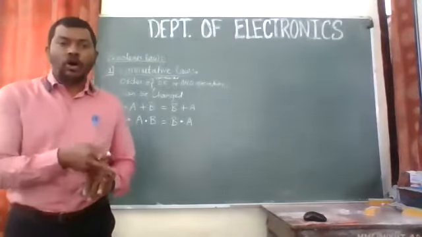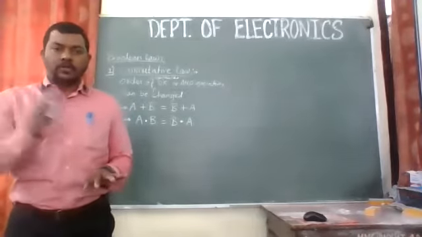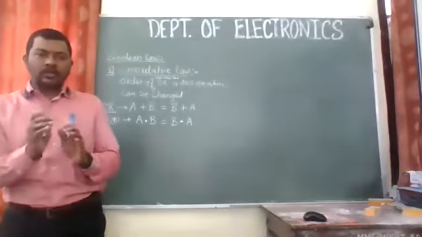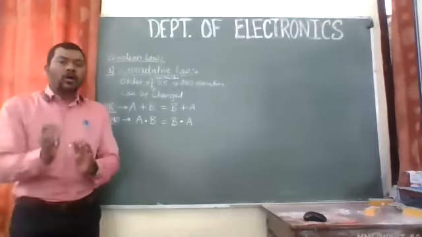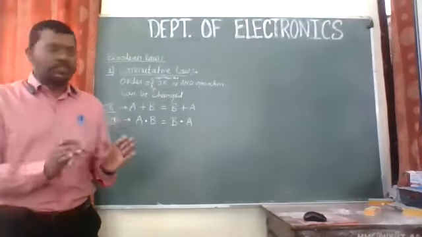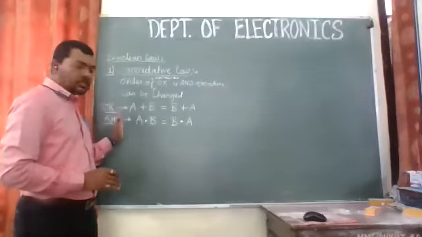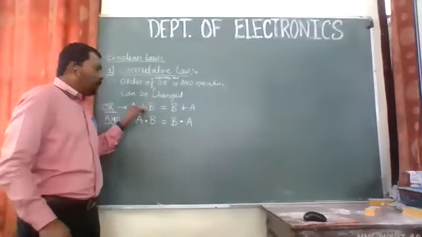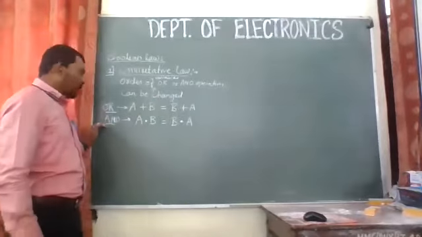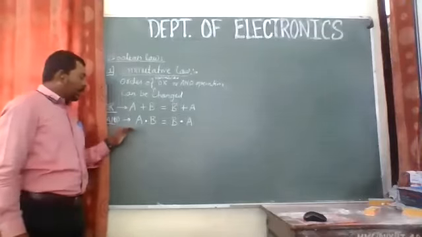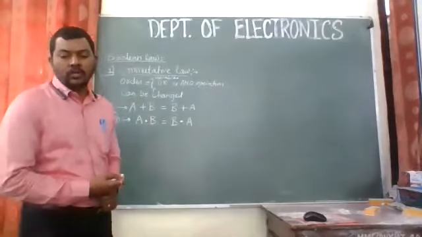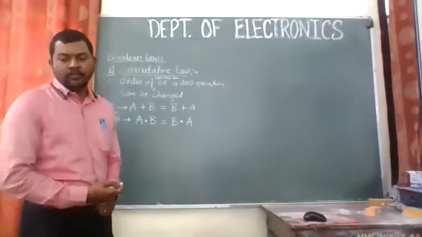The first law is that the order of variables in OR and AND operations can be changed. So A plus B can be written as B plus A for the OR operation, and similarly for the AND operation, A dot B can be written as B dot A. This is the commutative law, the first law of Boolean expressions.